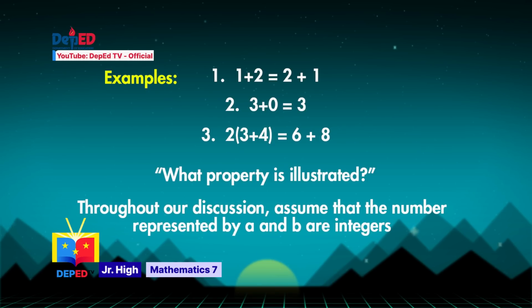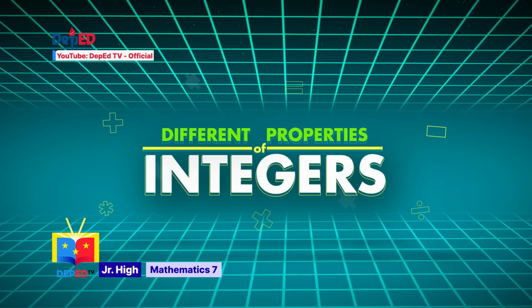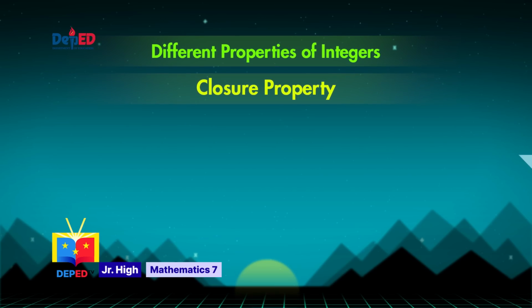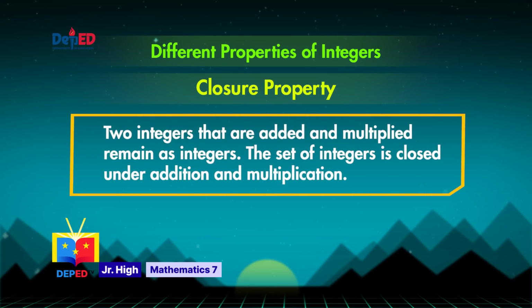Throughout our discussion, assume that the numbers represented by the letters A and B are integers. Let us start discussing the different properties of integers. First property, the closure property. Two integers that are added and multiplied remain as integers. The set of integers is closed under addition and multiplication.